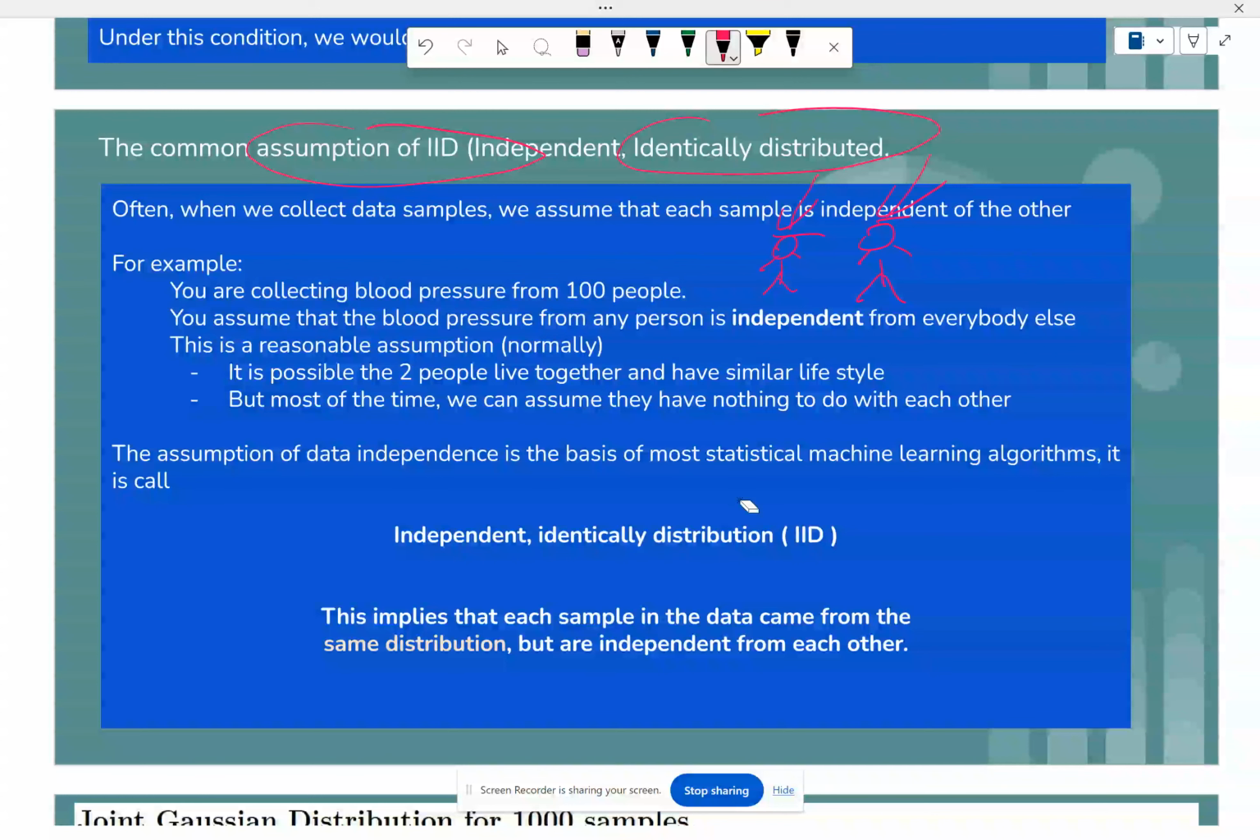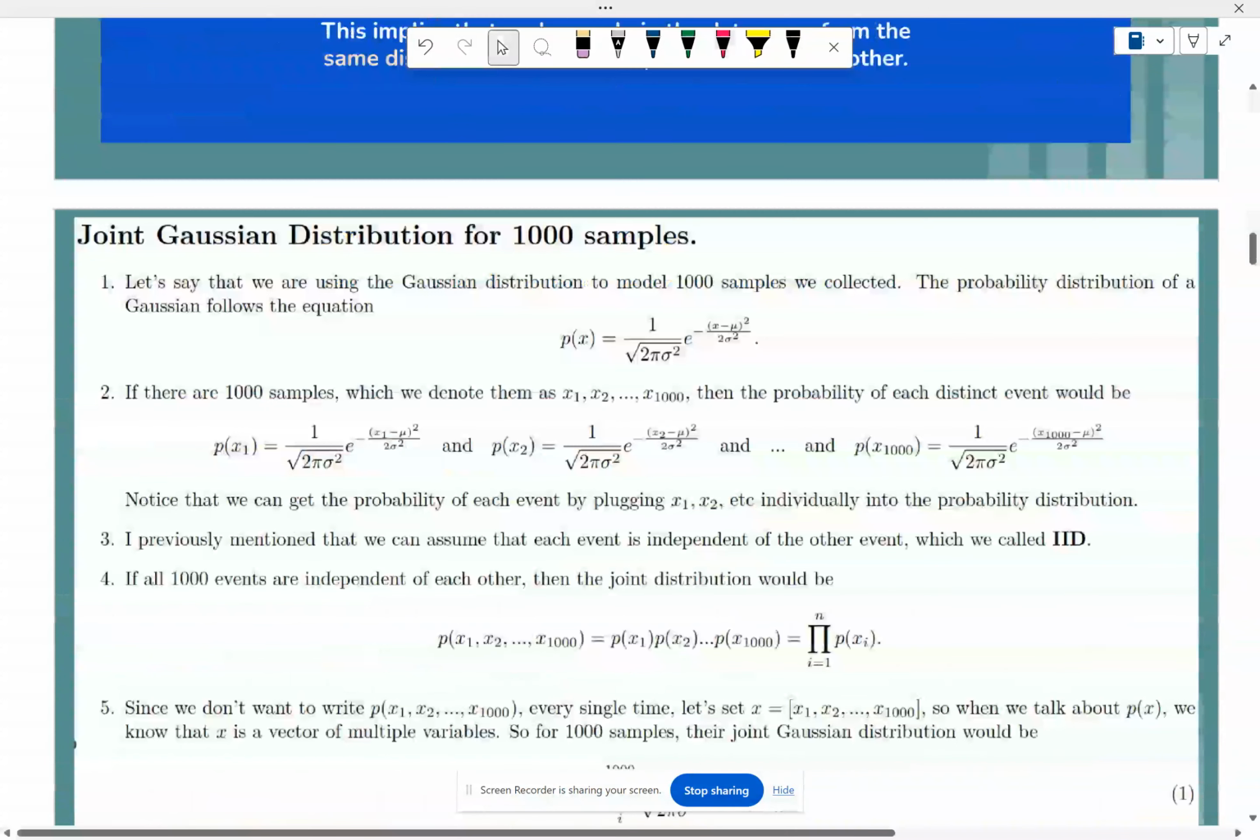And identically distributed means that all these people you're going to collect heights from came from some distribution that we don't know what the distribution is. We just make the assumption that they all came from some distribution. So often when we collect data, we need to make this assumption in order to keep going with a lot of the math. So IID is very important.